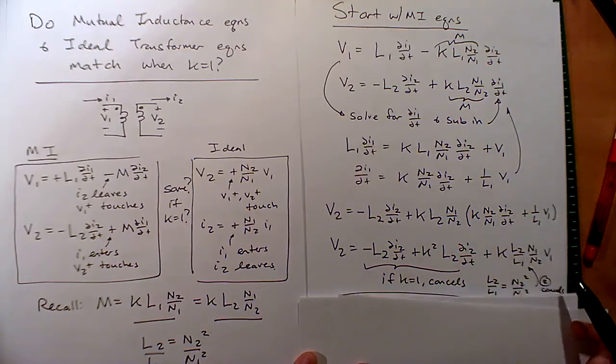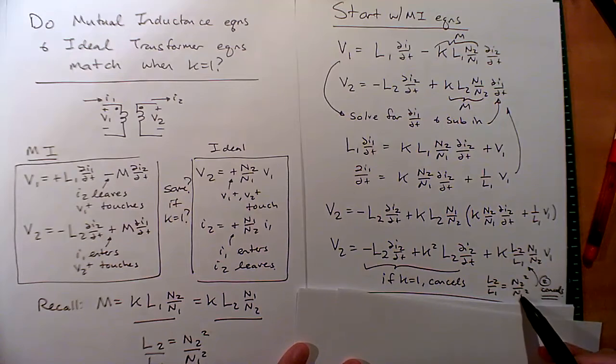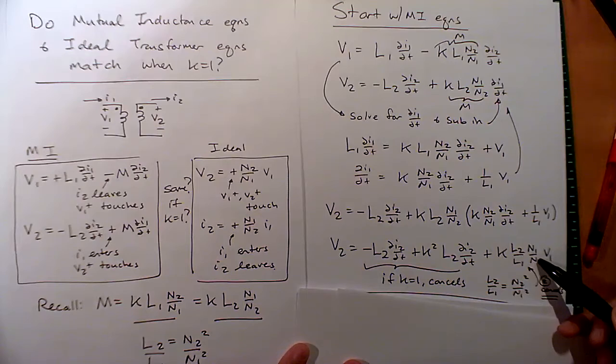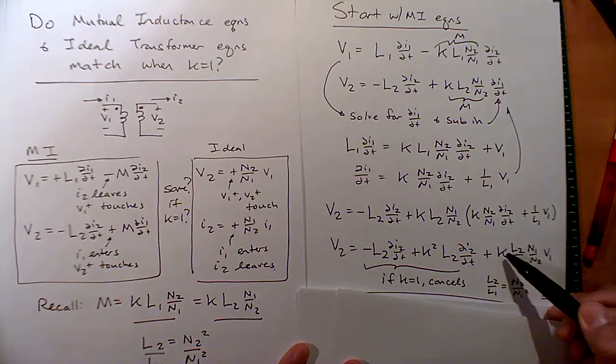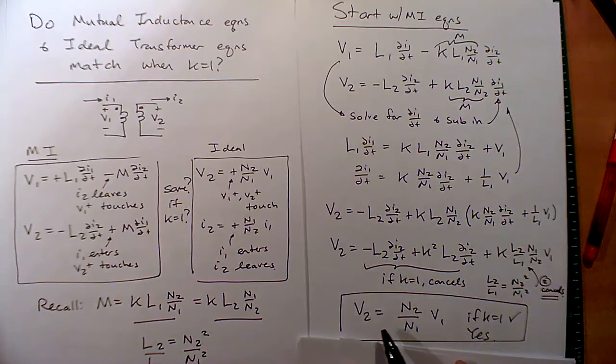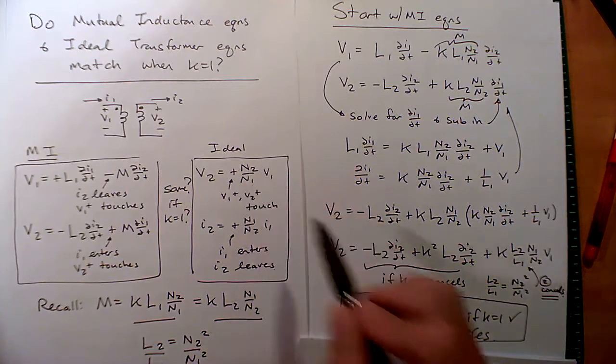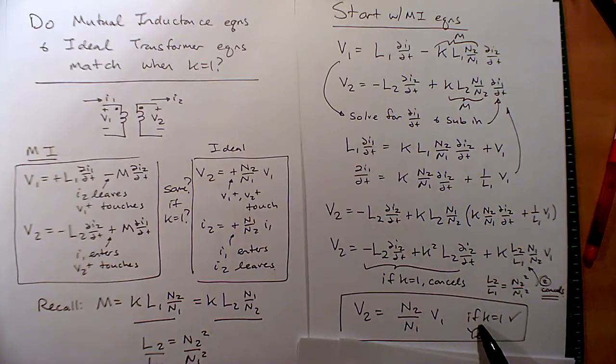And if I look over here, remember that n2 squared over n1 squared is the ratio of L2 over L1. Can you see that L2 squared is going to cancel, one of the 2's is going to cancel with the n2, and one of the squares is going to cancel with that n1. And if k equals 1, I am left with v2 equals n2 over n1 v1. Fantastic. They do match if k equals 1. Pretty cool.